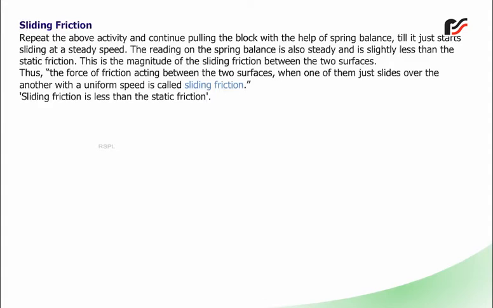Sliding friction. Repeat the above activity and continue pulling the block with the help of a spring balance till it just starts sliding at a steady speed. The reading on the spring balance is also steady and is slightly less than the static friction. This is the magnitude of the sliding friction between the two surfaces. Thus, the force of friction acting between the two surfaces when one of them just slides over the other with a uniform speed is called sliding friction. Sliding friction is less than the static friction.